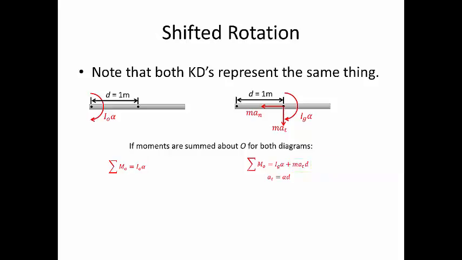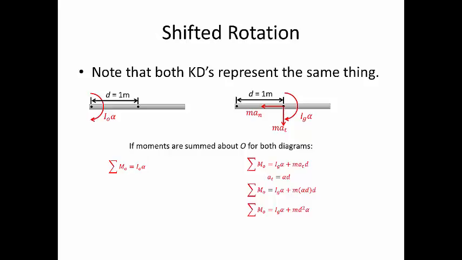We know that our tangential acceleration is equal to our angular acceleration times the distance, or times its radius from the center of rotation. In this case, that distance is d. If we substitute that back into our equation for our tangential acceleration, then we get the sum of the moments about O is equal to our mass moment of inertia about the center of gravity times our angular acceleration plus our mass times the angular acceleration times the distance, which is equal to our mass moment of inertia about the center of gravity times our angular acceleration plus the mass times the distance squared times the angular acceleration.